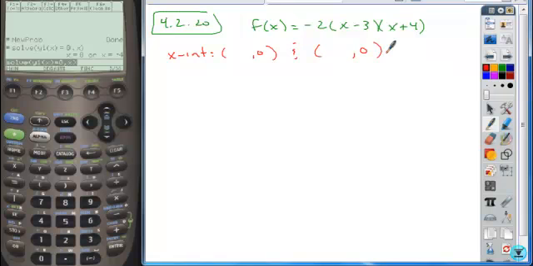Remember, the x-intercepts are going to be the values of x that give you a y value of 0. So I know that my y values are going to be 0 on these. And then the easy way to find this is you just set the factors equal to 0. So what value of x would give you a 0 for this first factor? What value of x would give you a 0 in this first parentheses?